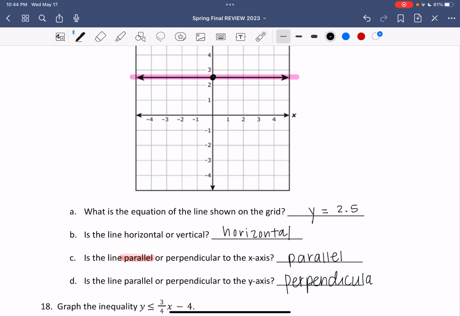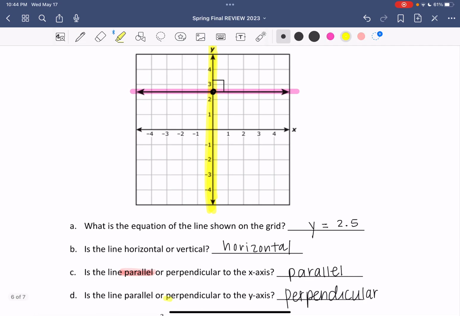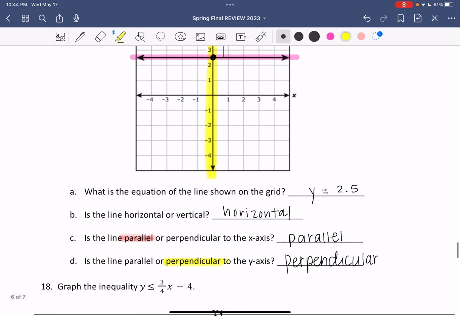Remember, perpendicular means it intersects at a right angle. Okay, so if this is your y-axis, it's going to create a right angle, which will be super important to remember for geometry. So there you go. All right, so in this case, this line is going to be perpendicular to the y-axis.